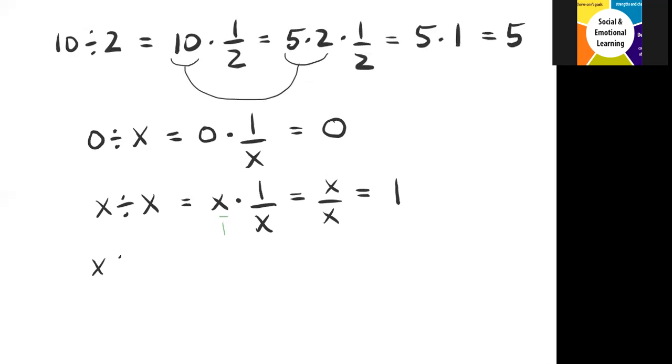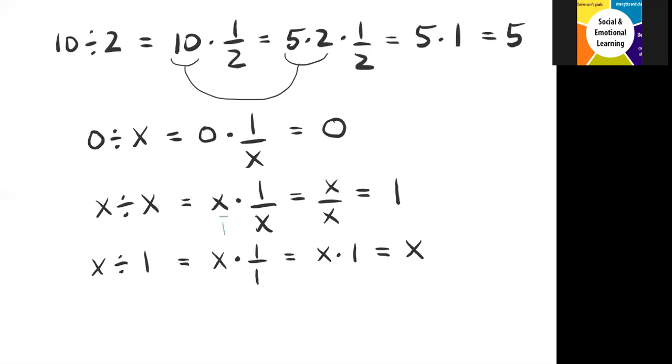And what if we had x divided by 1? Well, x divided by 1 is going to be x times 1 over 1, using our reciprocal rule, or multiplying by a reciprocal instead of using division. This is like saying x times 1, because 1 over 1 is 1, which is just x. So anything divided by 1 is just itself. We probably already knew that, but you probably haven't thought about it in terms of multiplying by the reciprocal of 1.